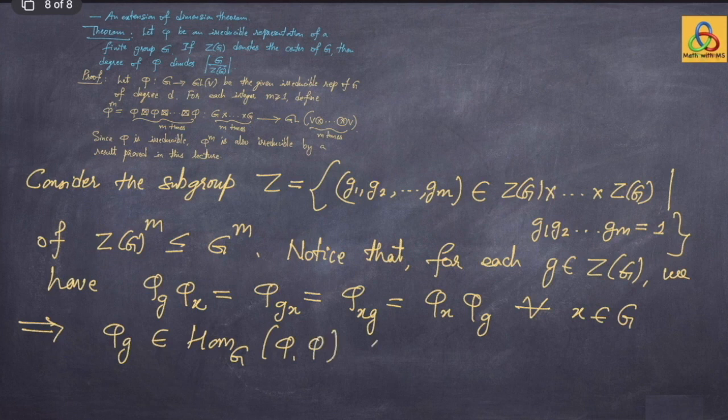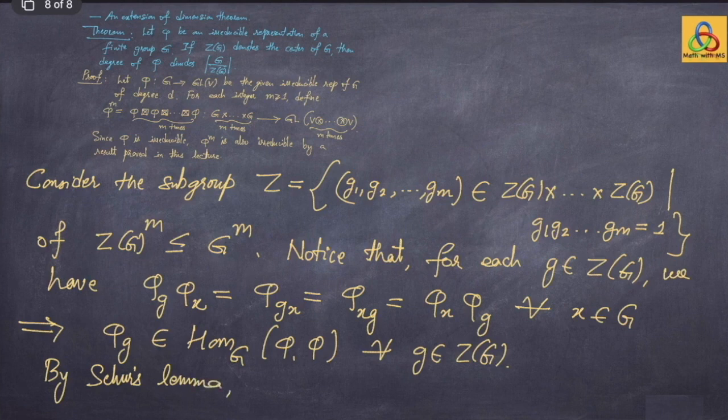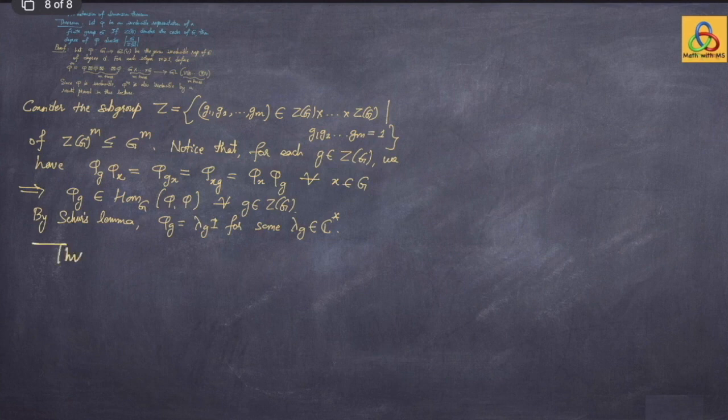That is, it's a morphism of the representation phi which is irreducible, for each little g in the center of the group G. So therefore, by Schur's lemma, we know what are such morphisms. Self-morphisms of an irreducible representation are simply scalar multiples of the identity. Therefore, phi g is lambda g times identity for some lambda g belonging to, in fact, C star, because each phi g is invertible.